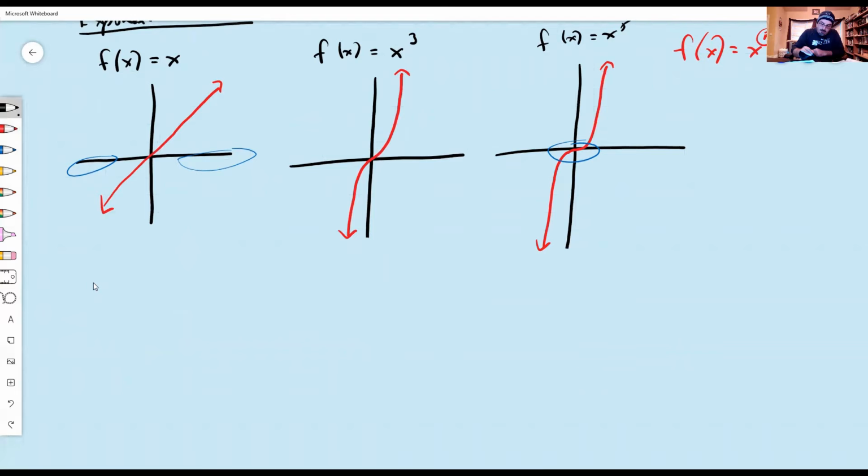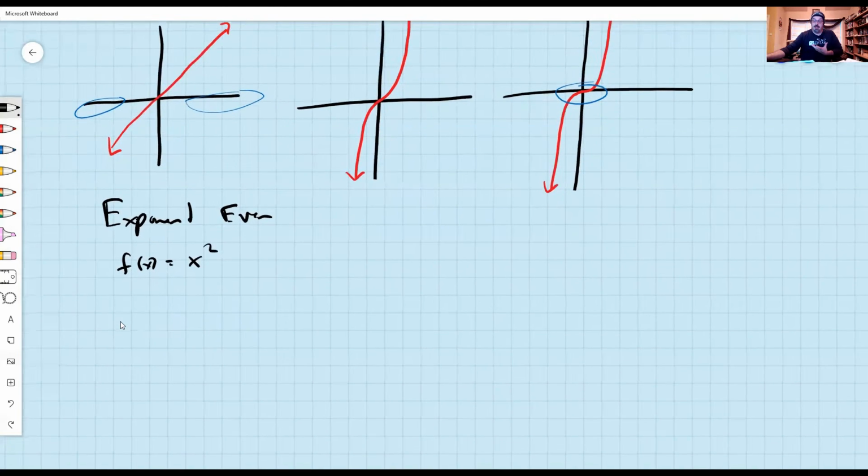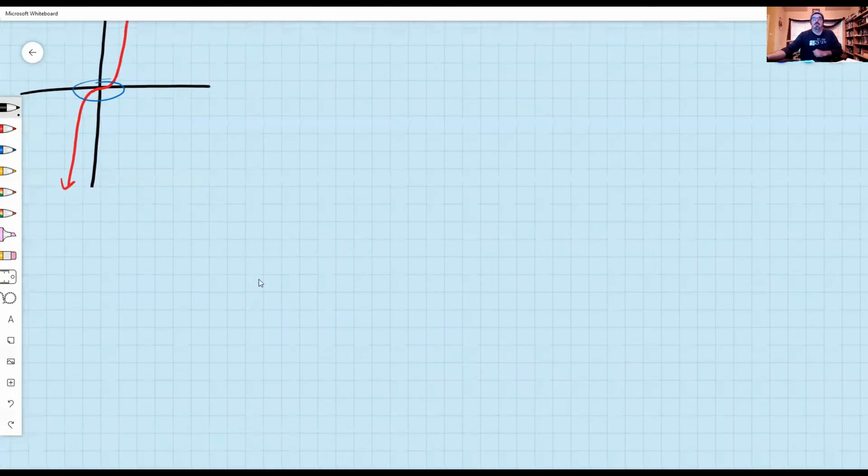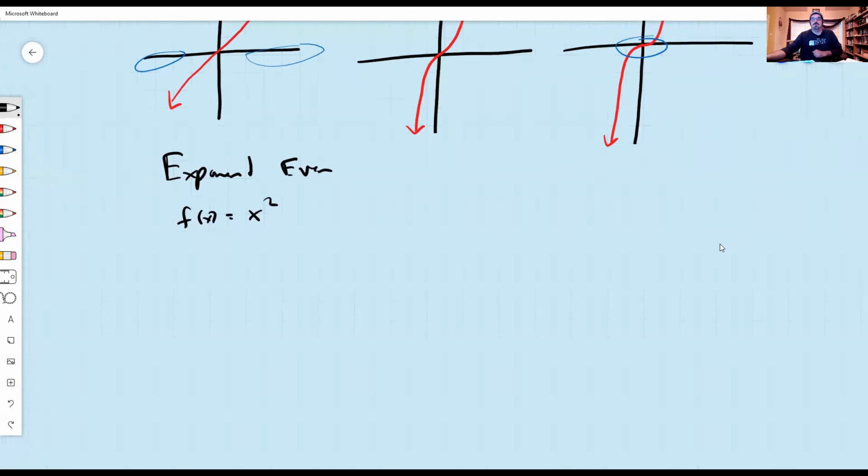Now, let's look at what happens if the exponent is even: f of x equals x squared. That's our first even one. Well, x squared is always going to give you a parabola. So here we are, and we come down to the origin and just curve around here.